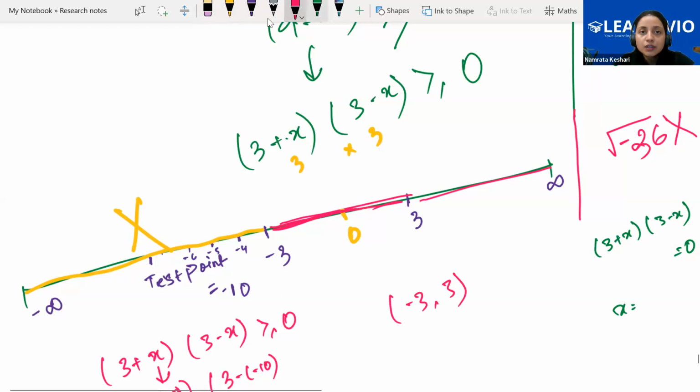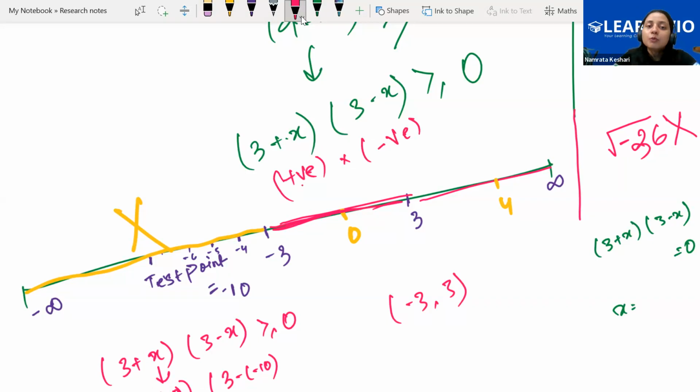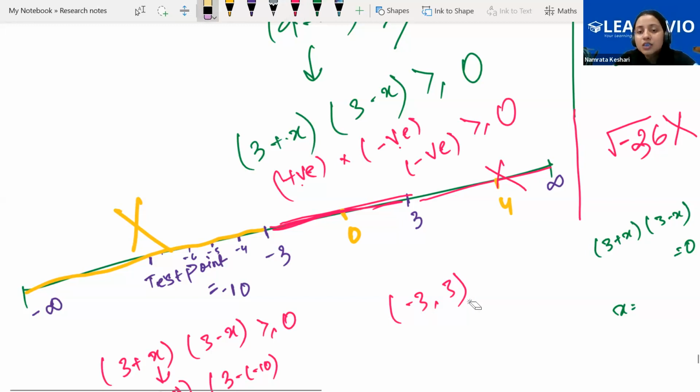Let's check the other interval also, 3 to infinity. Let's take a test point randomly, any test point. Let's take 4. If we substitute 4 in the first bracket, will the result be positive or negative? We don't have to do the calculation. Positive. If we substitute 4 in the next bracket, will the result be positive or negative? Negative. And a positive number multiplied by a negative number gives a negative number. Is it true that a negative number is greater than or equal to 0? False. So this region also we cannot take. We understood that only one interval we can take, that is -3 to 3.